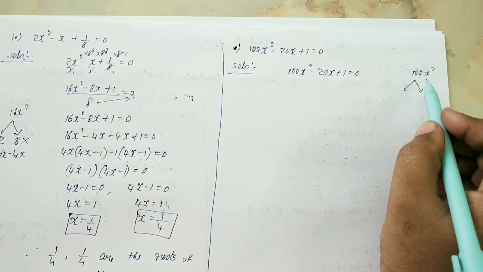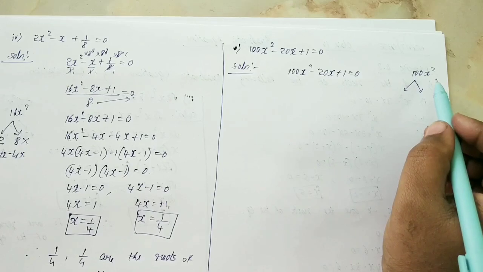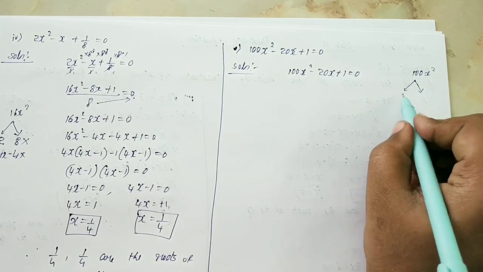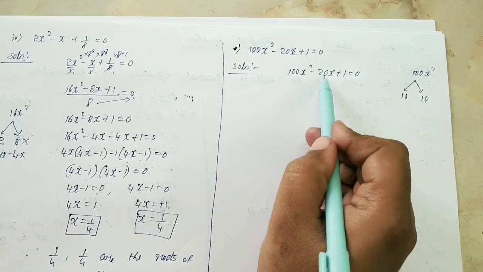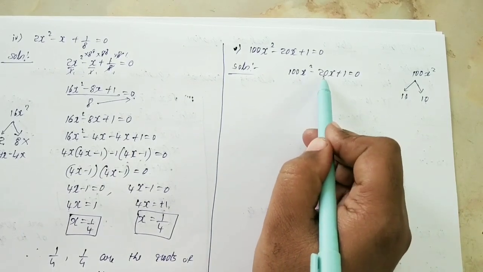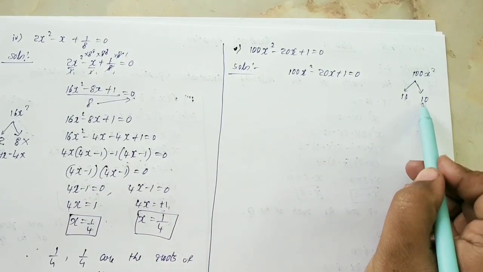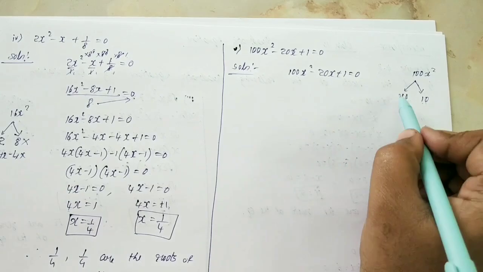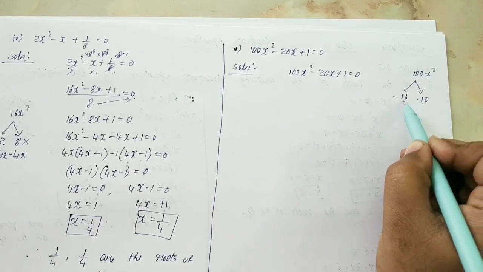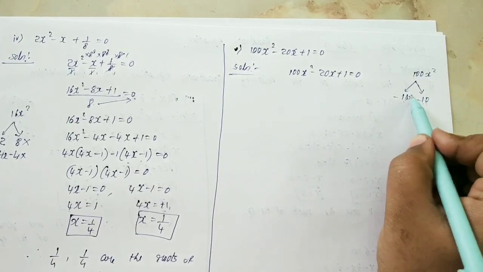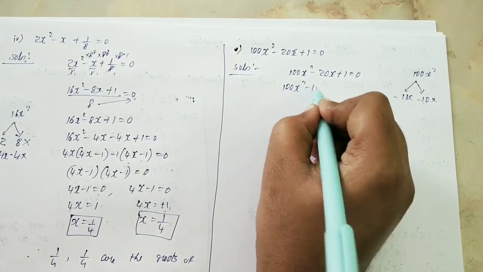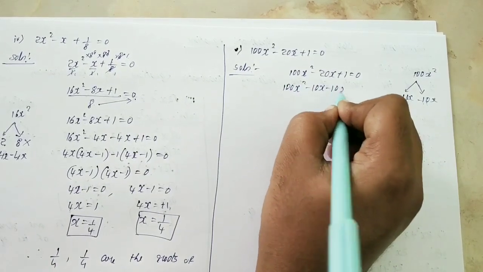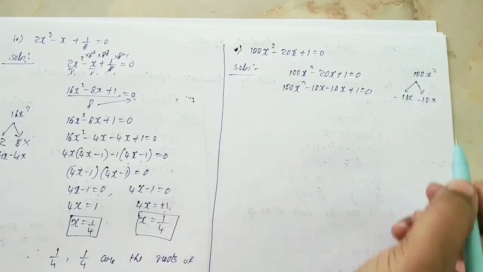So now we have to calculate in which table 100 will come, right? So 10 tens are 100, right? So if we add or subtract, we should get 20, right? Minus 20 we should get. So here if we add 10 and 10, we will get 20. So minus sign is there, so I will give minus for both the numbers. Now minus 10 we will get minus 20, right? Here 1x, here 1x. So 100x square minus 10x minus 10x plus 1 is equal to 0, right?